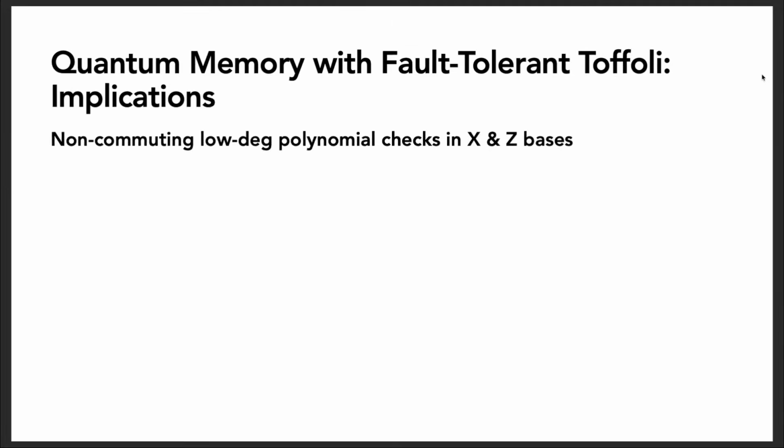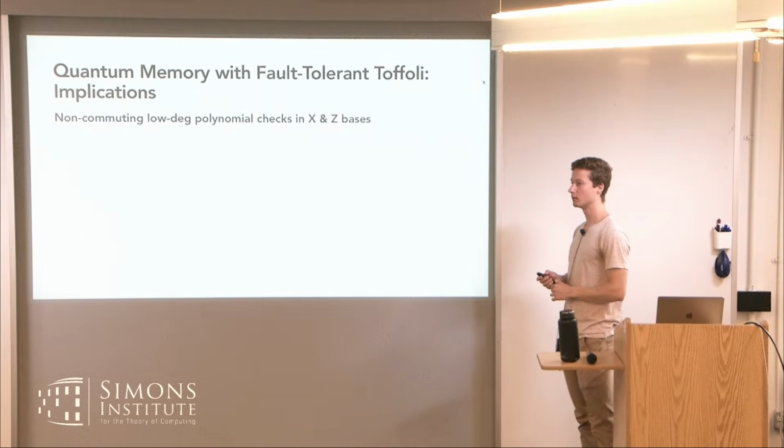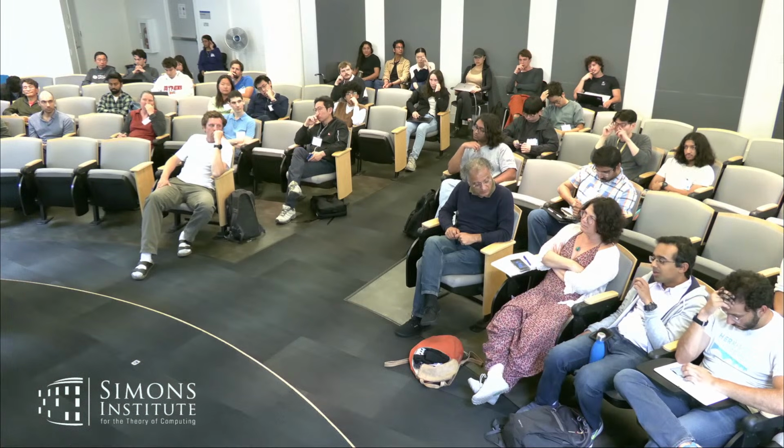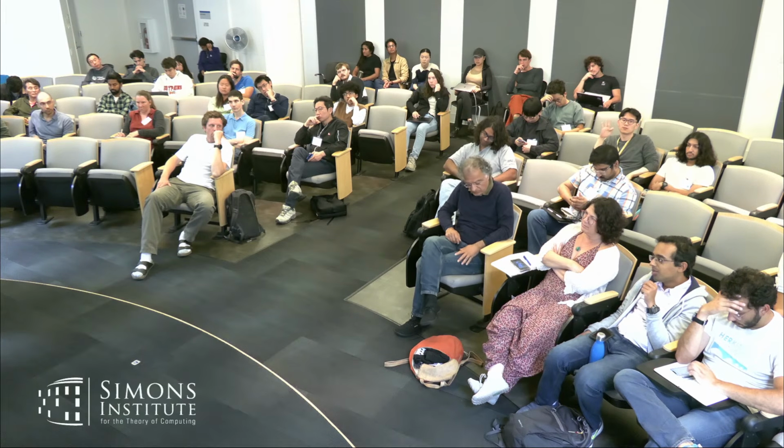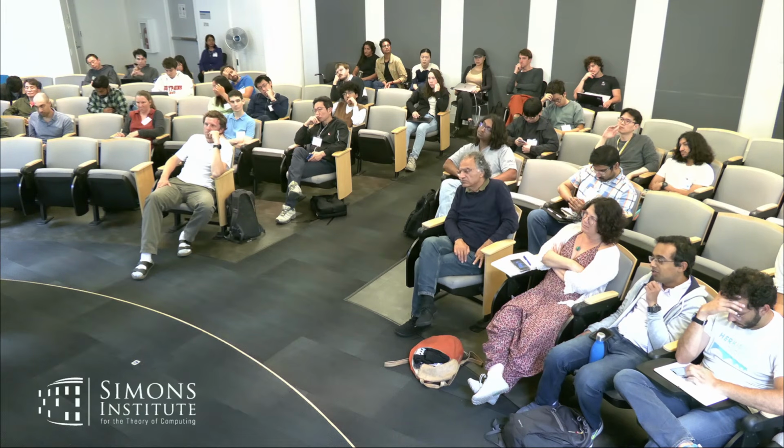So I should probably wrap up soon, so I might just speed through. Yes, maybe one question. Was the message that if you work with these low-degree polynomial codes, then the fault-tolerant Toffoli is automatic, even in the quantum case?